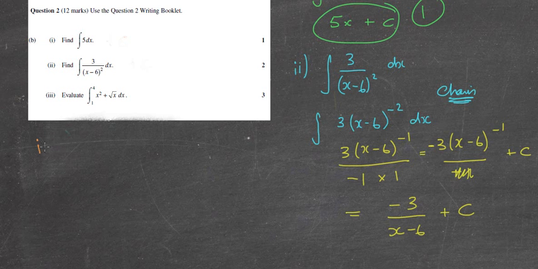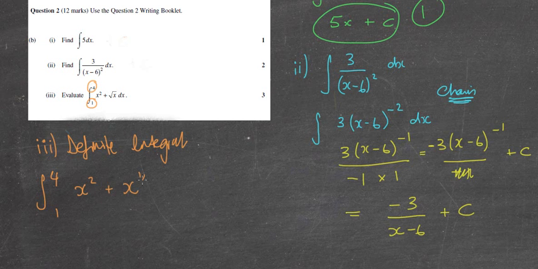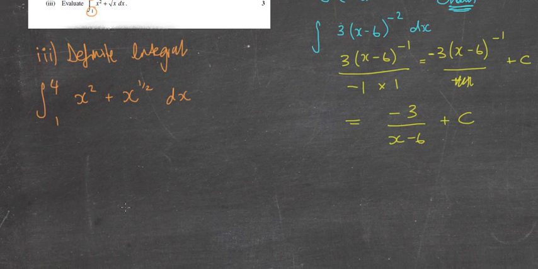So number 3, now this is going to be a definite integral. Can you tell why? Hopefully you've noticed that we have values for x there, or our intervals. So we've got 4 and 1 as our intervals. We have x squared plus x to the power of a half dx. Hopefully you recognize that x to the power of a half was the root x. We always want to deal with indices as opposed to surds. Okay, from there, we're now going to integrate.